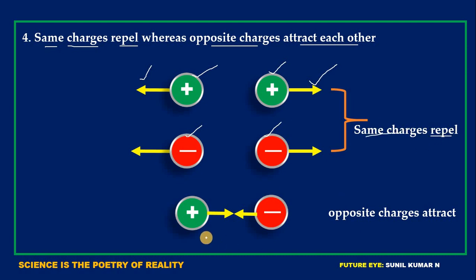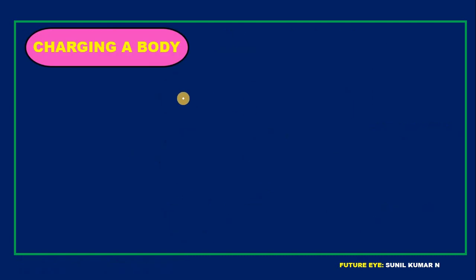And look at the last one. In the last, I have brought one positive charge and another one is negative charge. It means when I brought the opposite charges, both get attracted. So from this, what you wanted to understand is like charges, otherwise same charges repel each other, but opposite charges always attract. Next, let us know about charging a body. It means how a body gets charged.